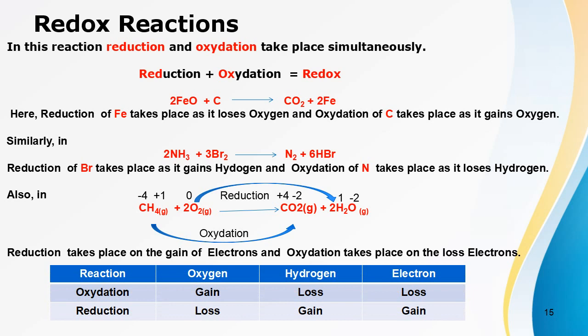Also in this equation, reduction takes place on the gain of electrons and oxidation takes place on the loss of electrons. So, oxidation and reduction occur when oxygen, hydrogen and electrons are gained or lost as shown below.